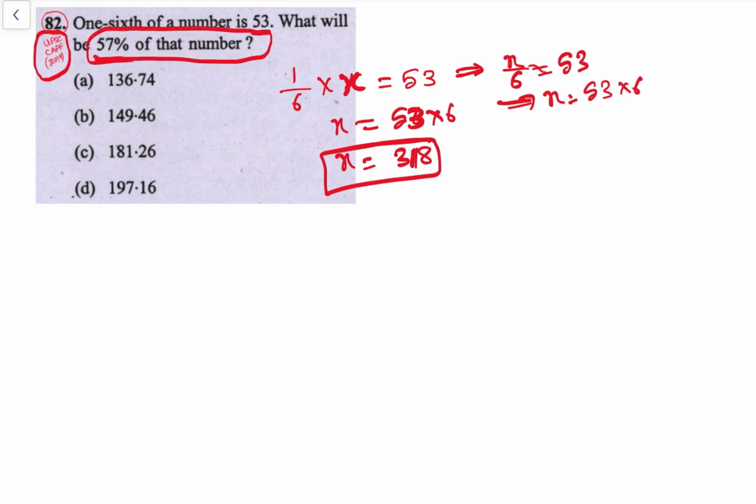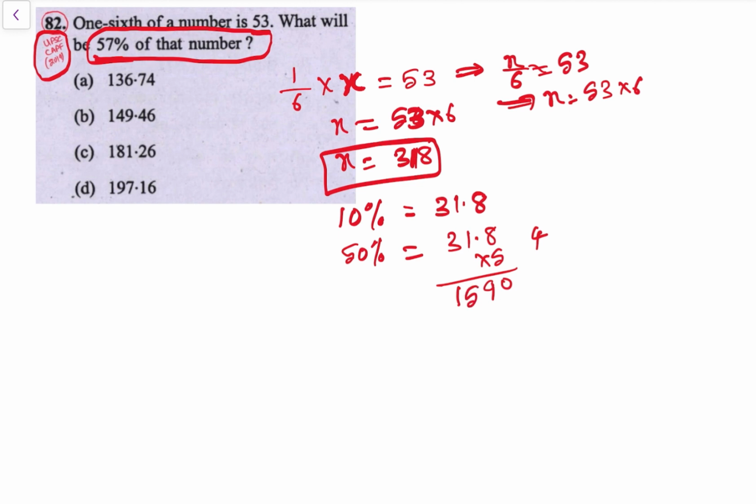Now what we need is 57% of that number, so 57% of 318. We know 10% of x is 31.8. So 50% is 31.8 into 5, which is 159.0. So 50% is 159.0.